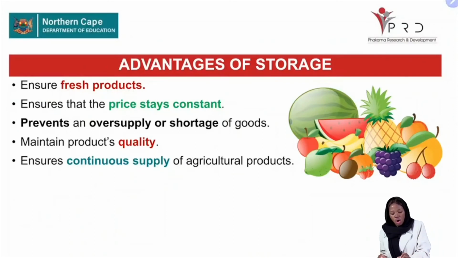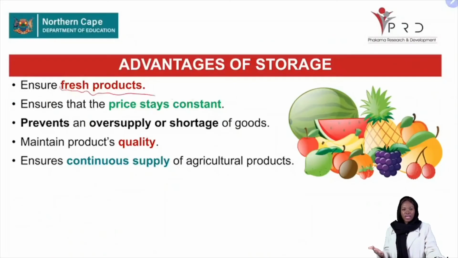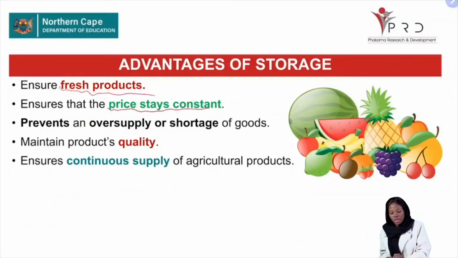Firstly, it ensures fresh products, meaning our quality remains the same. Remember what we said about the quality. It has to be good at all times. And then secondly, it ensures that the price of the product remains constant, right? Remember, when a product is perishable, it simply leads us to reducing the agricultural price of that particular product.